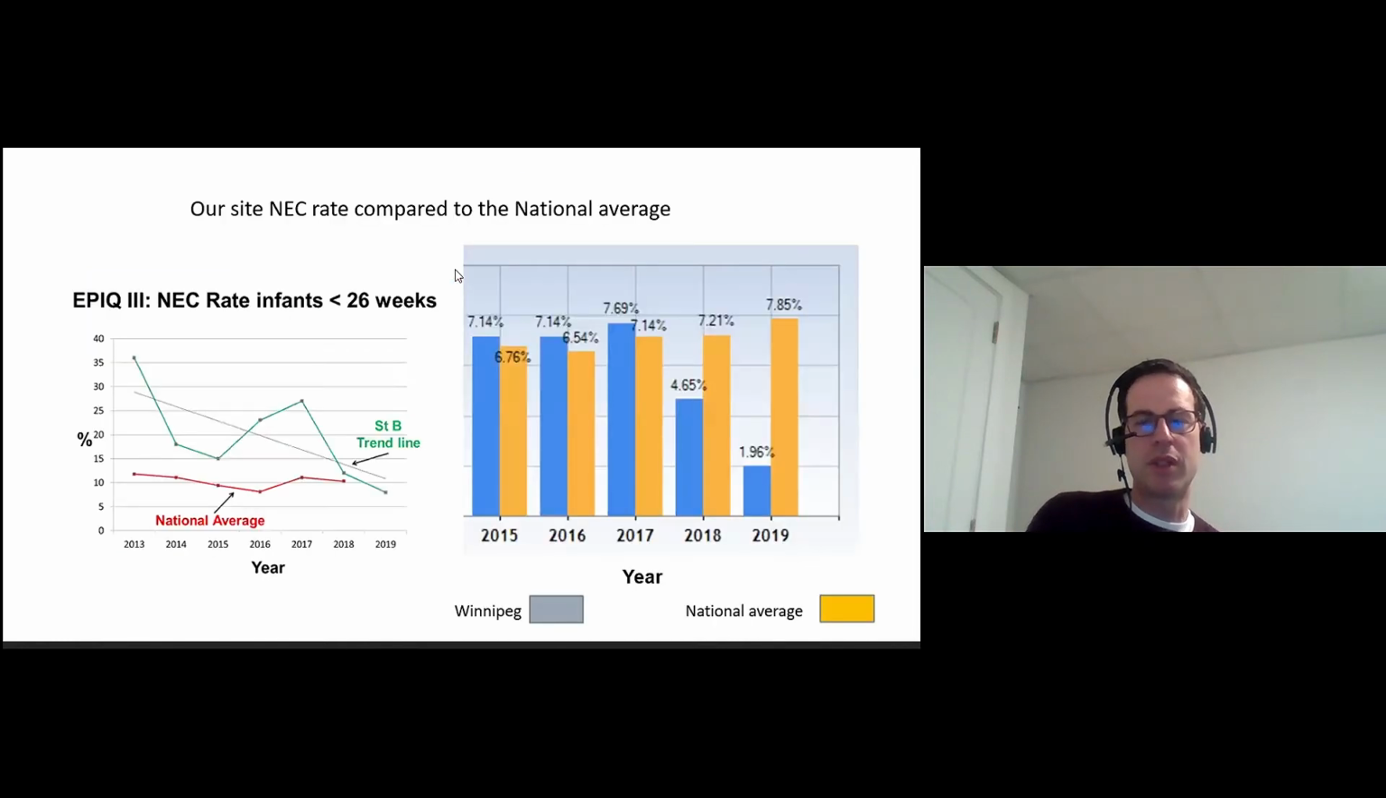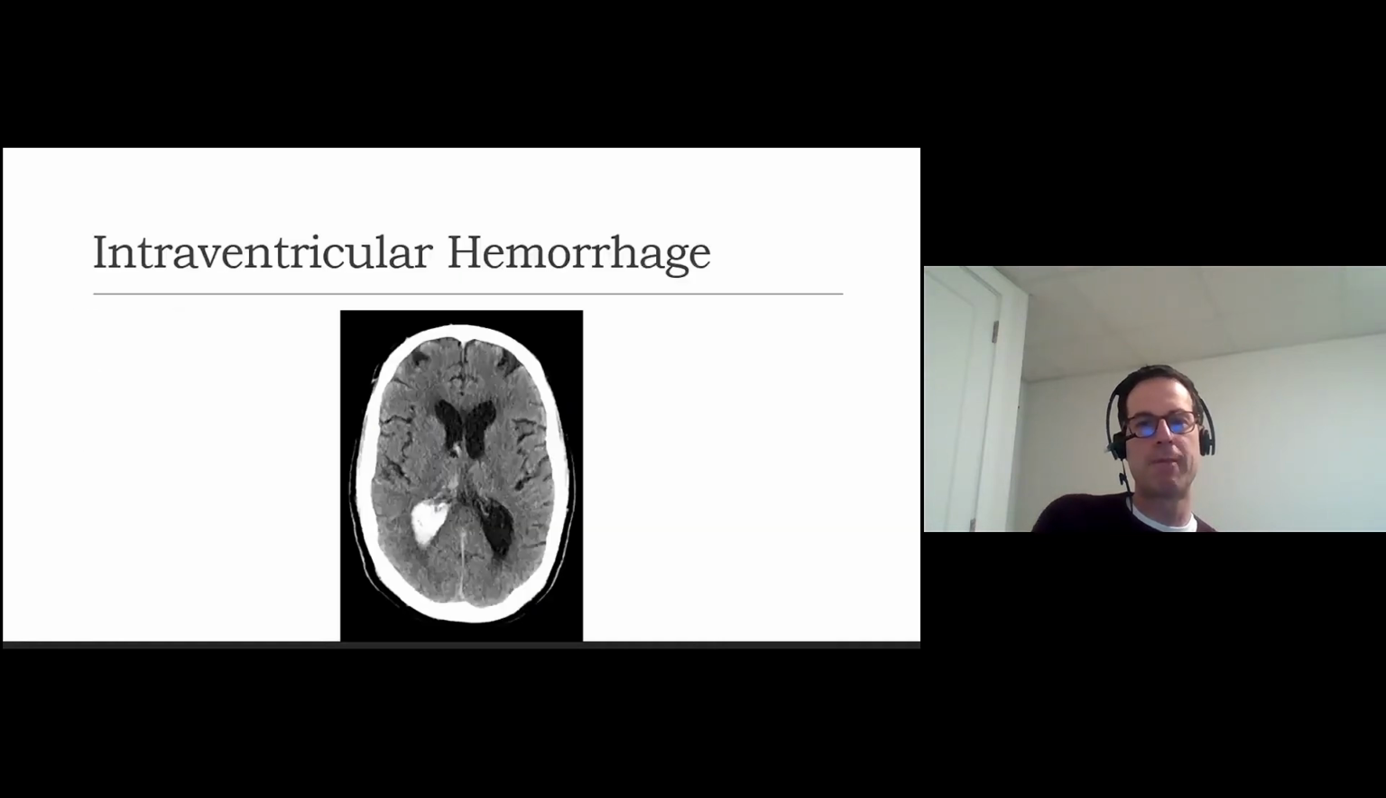Sorry, I'm going to move on here. So how do we compare to the national average? Well, our trend line, you can see, has dropped. We started off quite a bit higher than the national average. I'm happy to say, as of 2019, these are babies under 26 weeks, our rate of NEC of 1.96% under 26 weeks is the best in Canada. So we've come a long way.